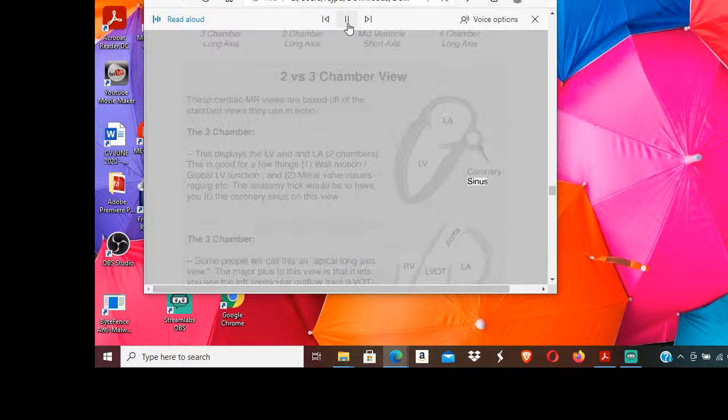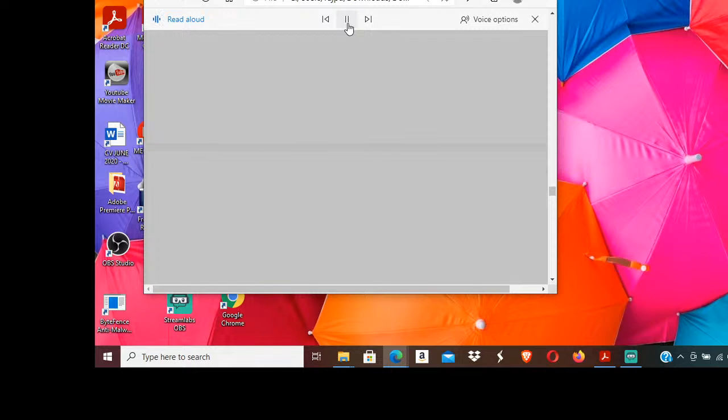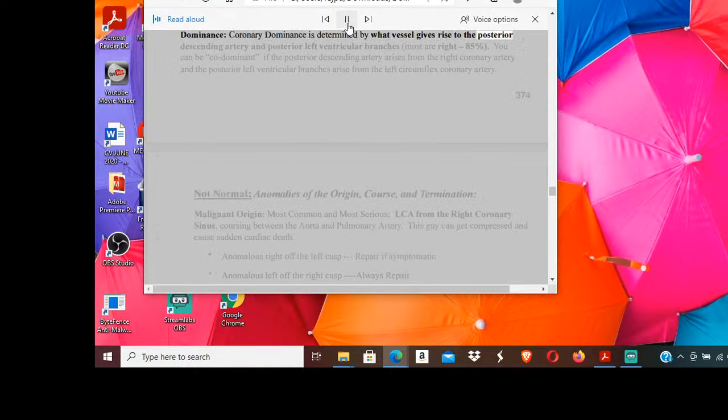Coronary sinus. Dominance. Coronary dominance is determined by what vessel gives rise to the posterior descending artery and posterior left ventricular branches, most are right, 85%. You can be codominant if the posterior descending artery arises from the right coronary artery and the posterior left ventricular branches arise from the left circumflex coronary artery.